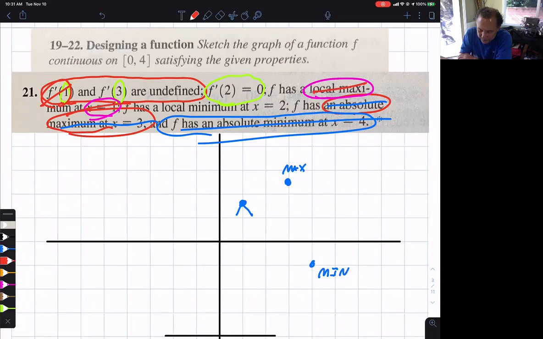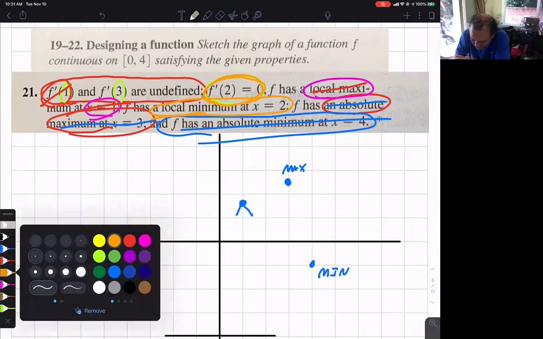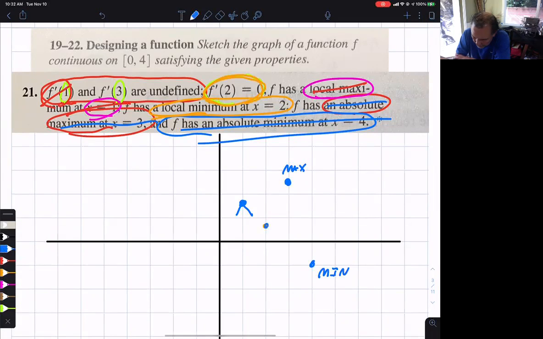I have one more to do. I'll do it in gold. A local minimum at 2. So here's 2. I have to have a local minimum, but also at 2, the derivative is 0. So I'm going to have a local min. I will choose the point right here. And to make the slope of the tangent line 0, I need to make it curvy like that. So does that meet the conditions? Yes. The derivative is 0 there. See, horizontal tangent. That takes care of that. And is it a local minimum? Yes, that's the smallest point in its area. So I've taken care of those.